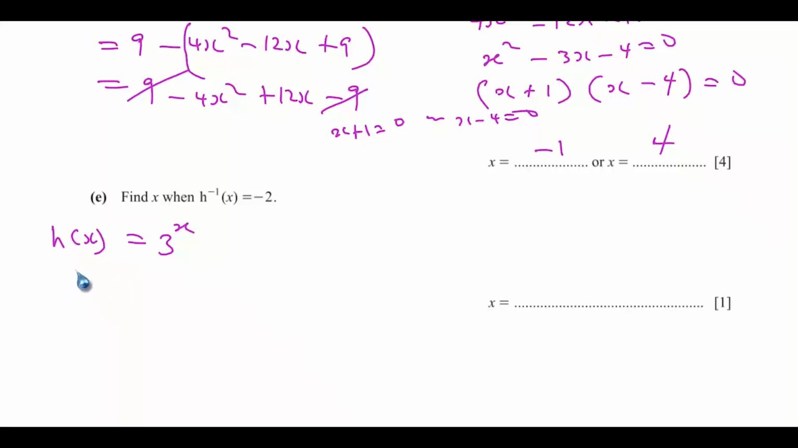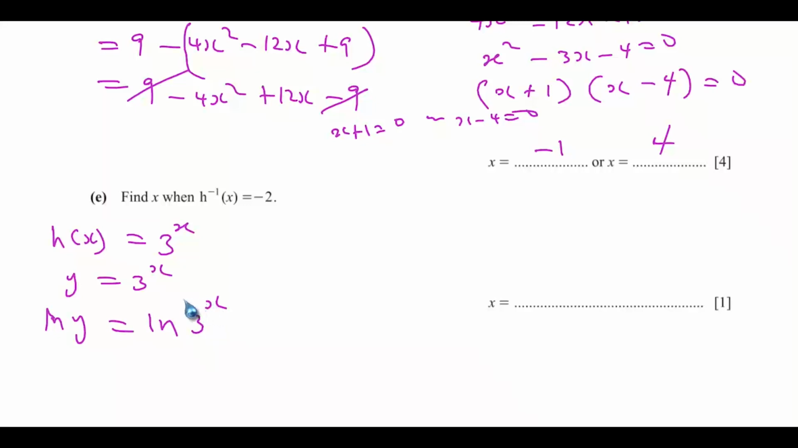So let h of x be equal to y. So you have y equals 3 to the power of x. So from here, we need to make x the subject of the formula. That means x needs to come down. For x to come down, we need to take ln of both sides. So we have ln y equals ln 3 to the power of x.